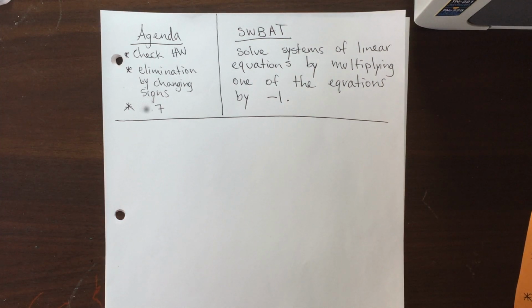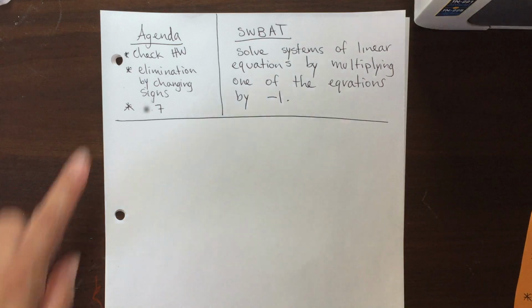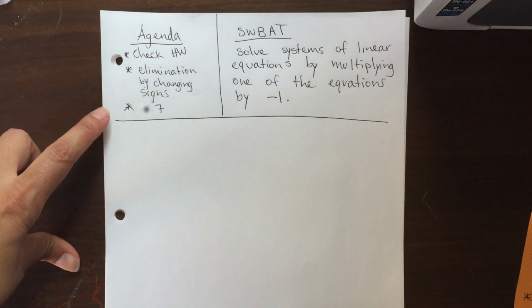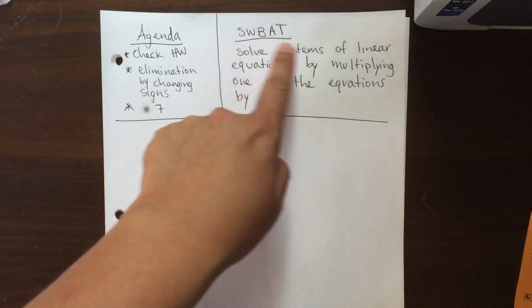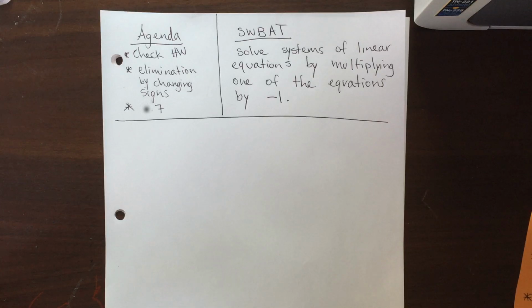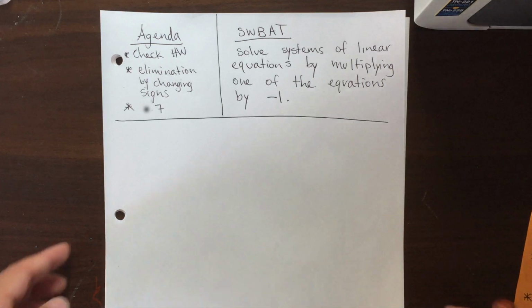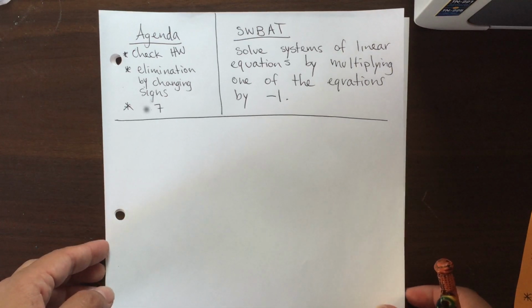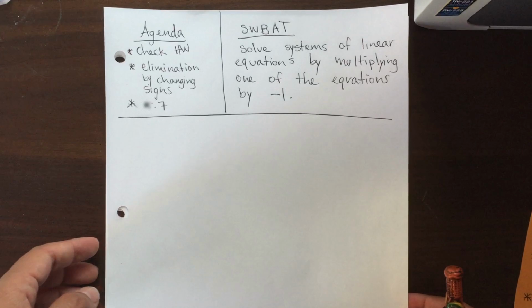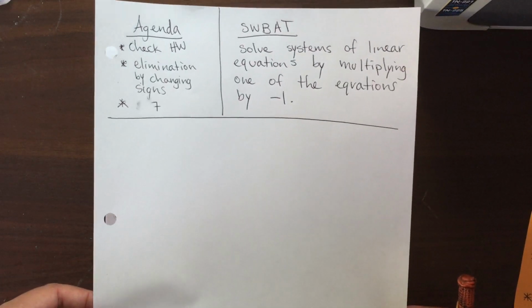Hello students, today's agenda is to check your homework, and today we'll be solving equations by elimination by changing signs, and you will be able to work on 5.7. Today students will be able to solve systems of linear equations by multiplying one of the equations by -1. But before we go on to that, let me show you an example like we did in the previous lesson.